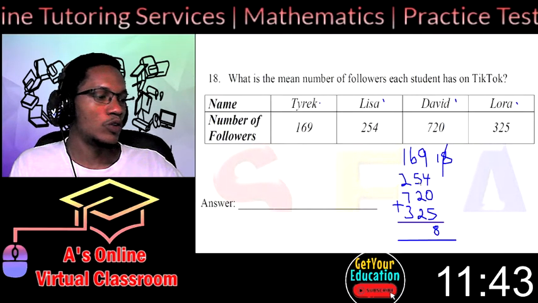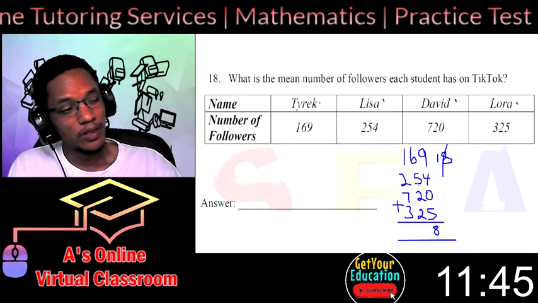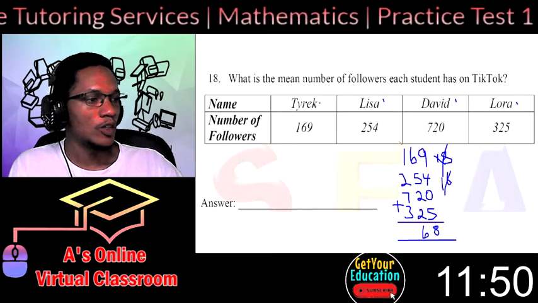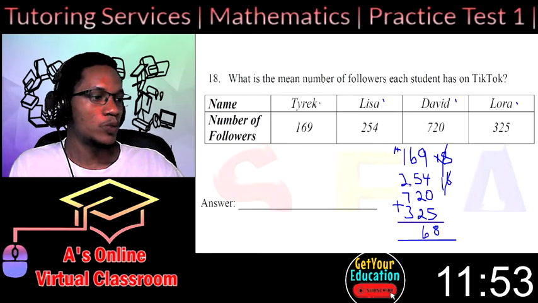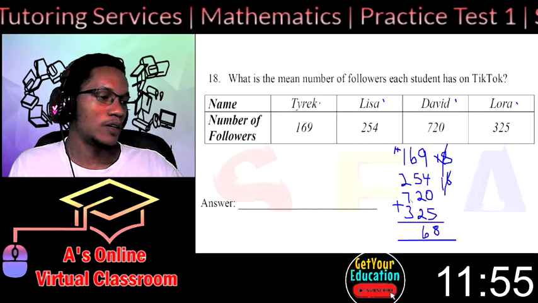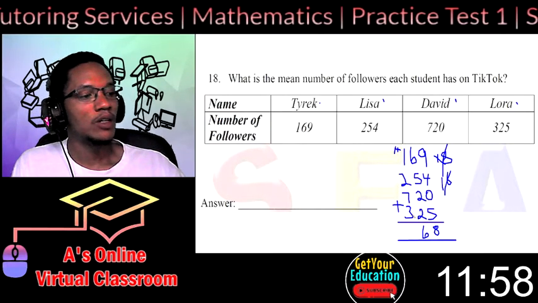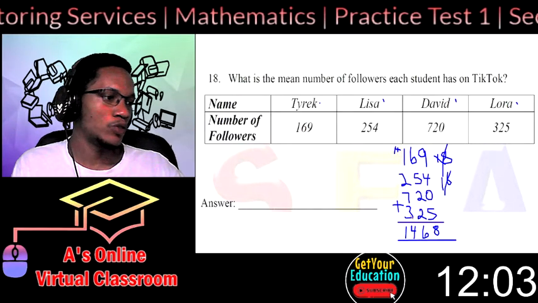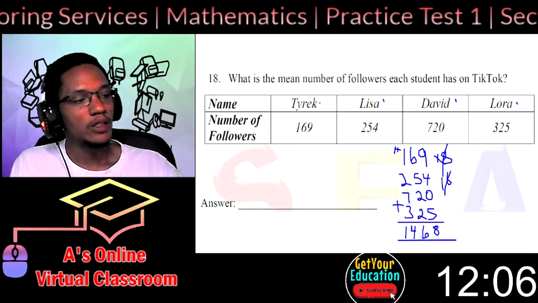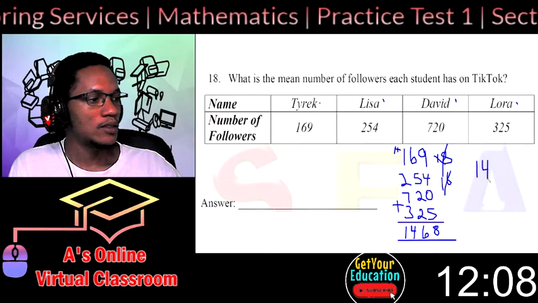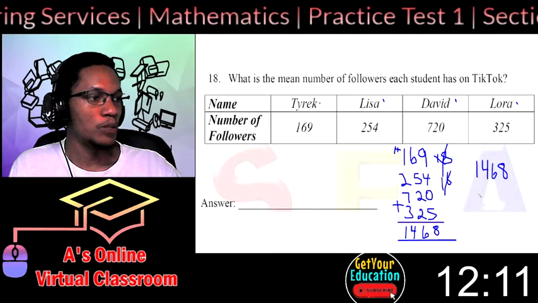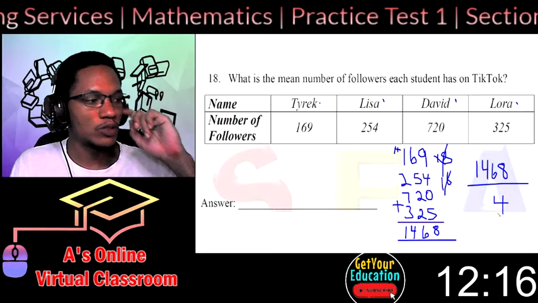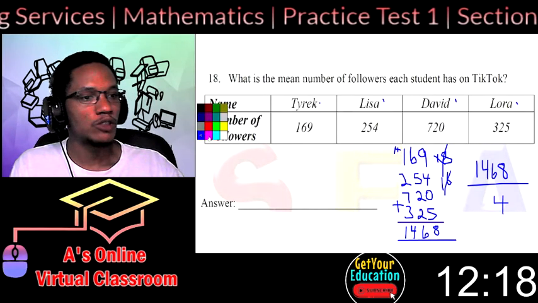2 plus 2 is 4, plus 6 is 10, plus 5 is 15, plus 1 is 16. And then 1 plus 1 is 2, 2 plus 2 is 4, 4 plus 7 is 11, 11 plus 3 is 14. So this is 1468, and we're finding the average or the mean according to the question, so we're going to divide by 4. I'm just going to divide it right here in fraction form.